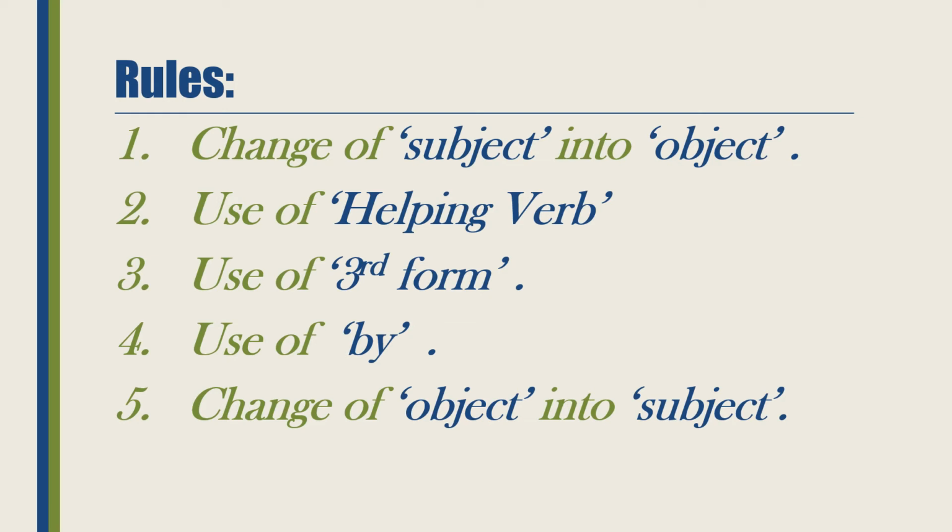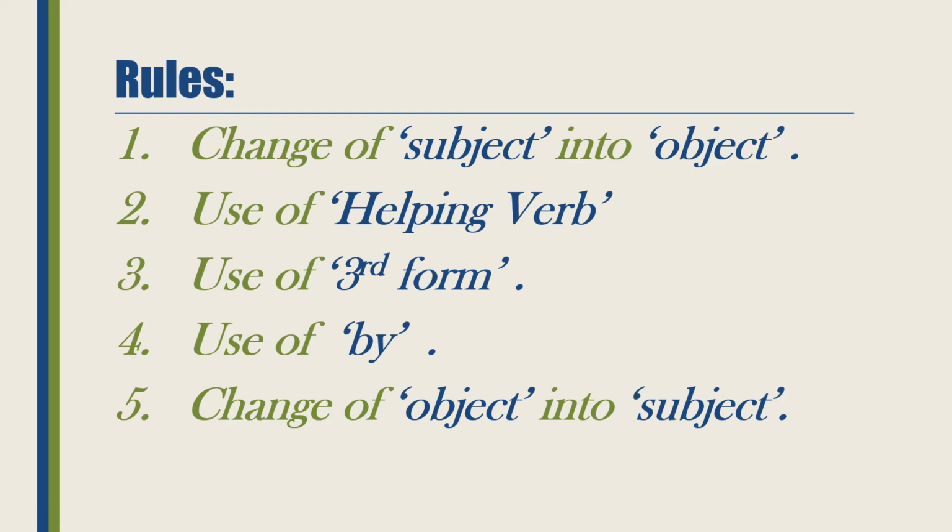Object is at the end of the sentence in active voice, but in the passive voice we have to use object at the start of the sentence. So these are the 5 rules. These you have to keep in mind in a sequence. The first one is you have to change the place of subject into object. You have to put the subject at the end of the sentence.